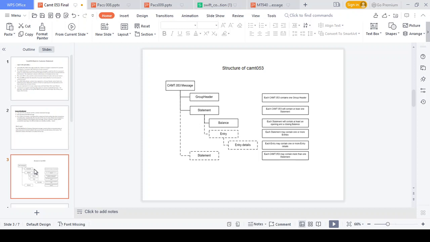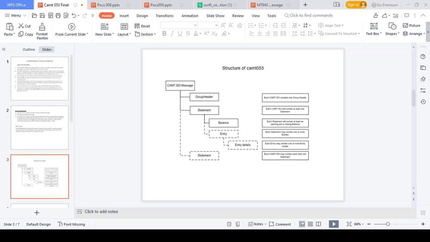You can see what transactions were done day by day, whether a single transaction or multiple transactions, and how many transactions were done for the specific account. You can see the details. Okay, I will elaborate on that concept: what a group header is, and this kind of concept.